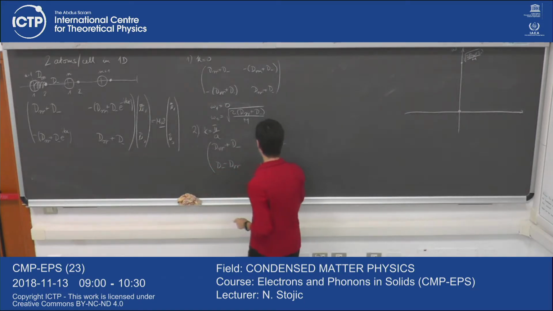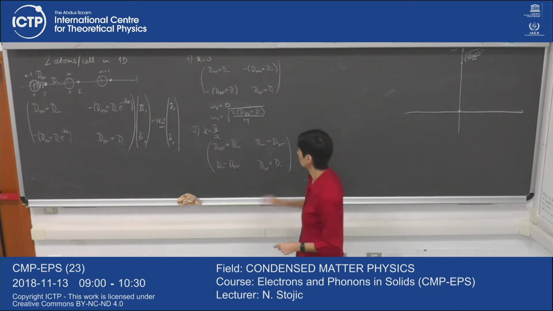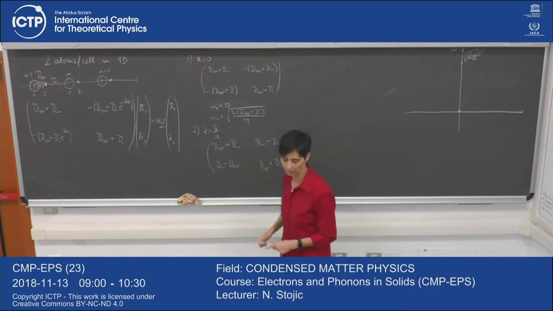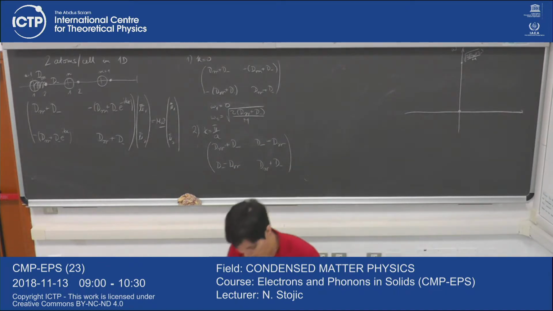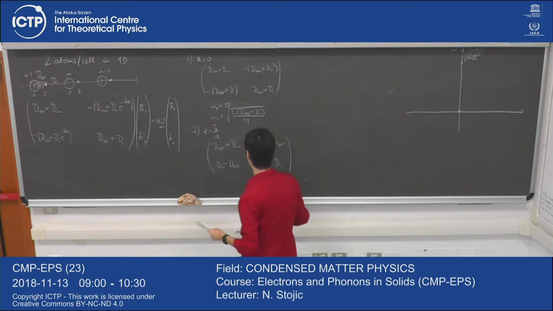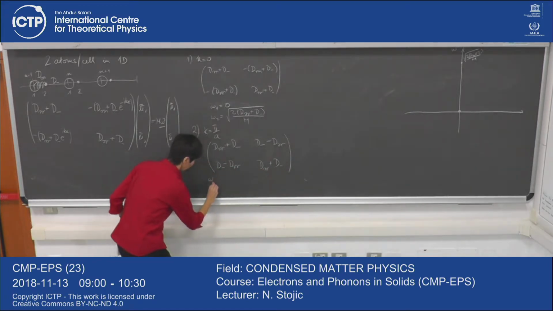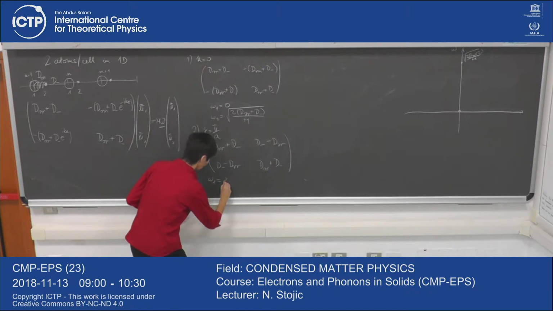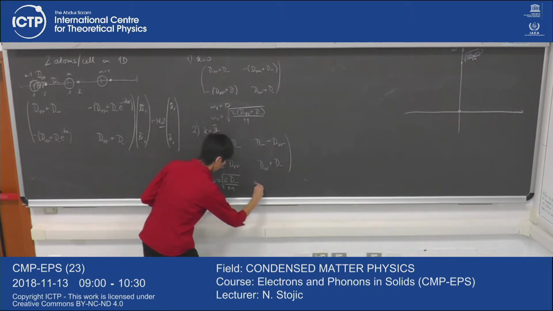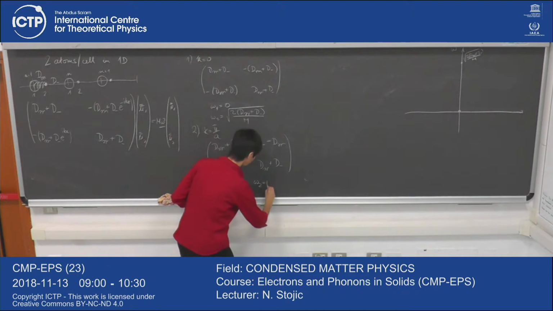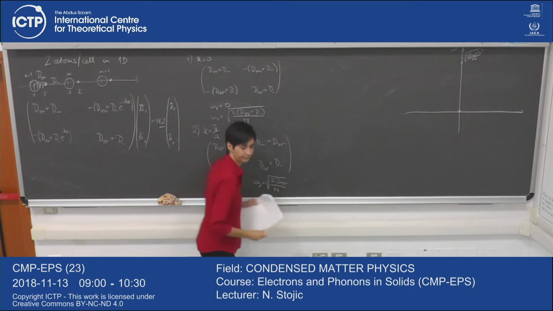Okay, D strong plus D weak. So this is A, B, B, A. I'll copy the solution not to mess up. Omega 1 is the square root of 2 D weak over M, and omega 2 is the square root of 2 D strong over M.